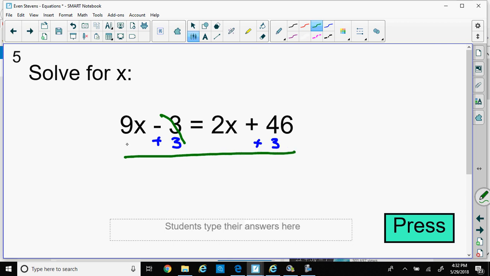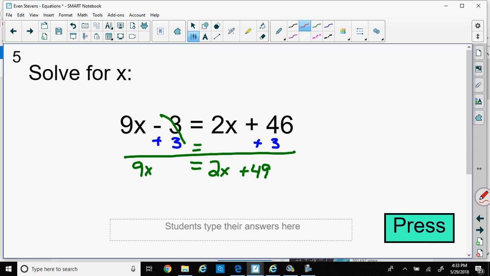And on this side, we'll have just the 9x. And we have an equal sign that should be in the middle of there, so let's put that in there. We have a 2x on this side. But on this side, notice we have a plus 46 and a plus 3. That gives us a plus 49.